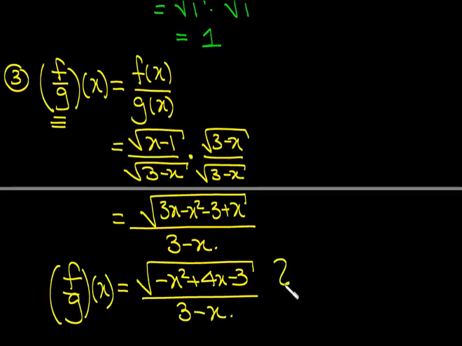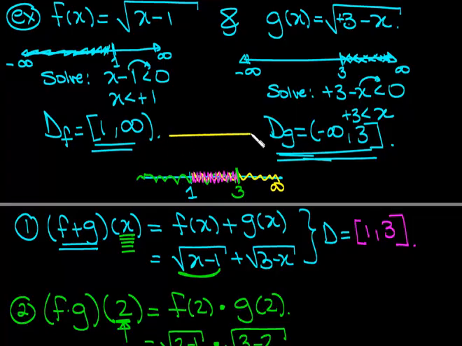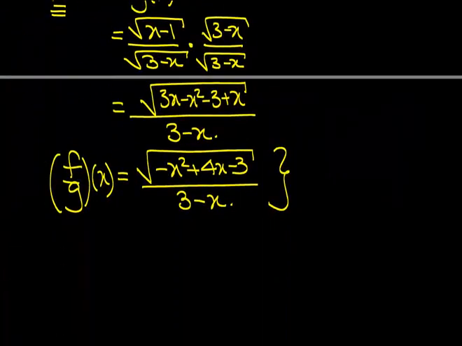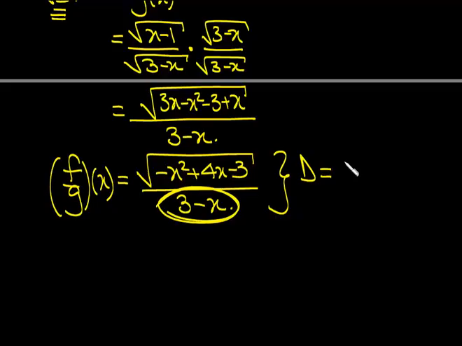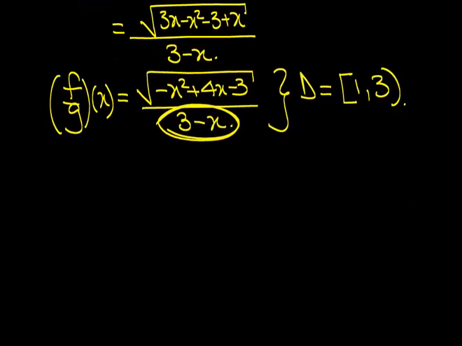Now what's the domain of this function? The domain of this function will still be wherever these two domains overlap, which is this pink region. But we also want to exclude what? Anything that causes division by 0. So when will this be 0? When x is what? 3. So the domain of this function will be the pink domain, which we found in the first case to be this, but x cannot be 3, so we cannot include a square bracket here. We have to use a parenthesis, because if x is 3, I'm going to get division by 0. So the domain of this would be 1 comma 3, not including 3. Okay, so that's how we create new functions from old.